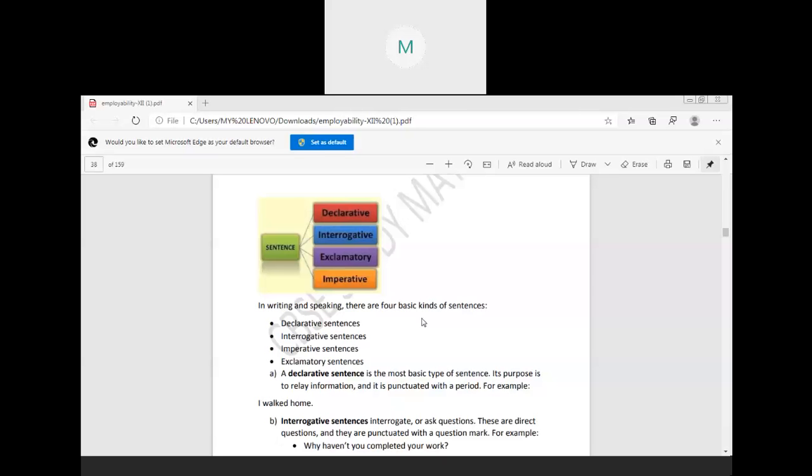Okay. Now, after the declarative sentences, we are having interrogative sentences. Interrogative sentences are very easy to identify. Okay, how will you identify an interrogative sentence? How can you identify that a particular sentence is an interrogative sentence? Anyone? Yes, question. Interrogative sentences are the questions.